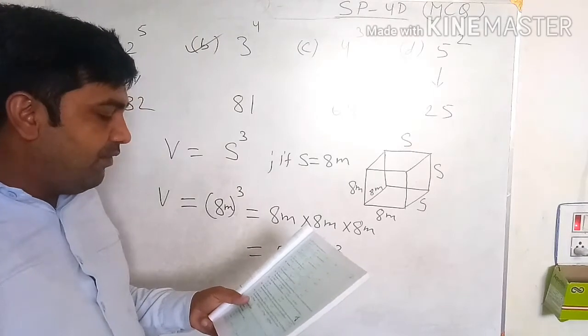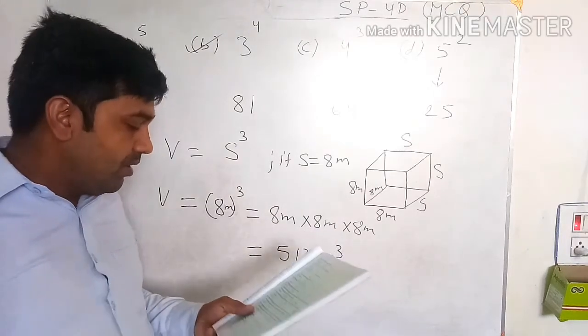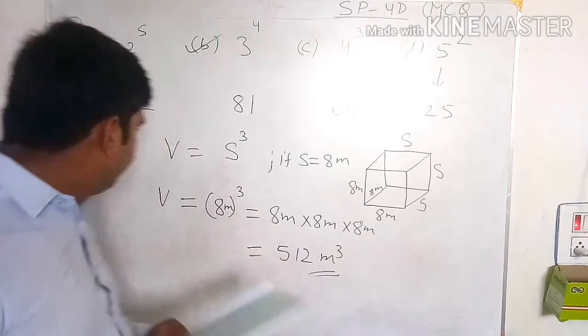Now the next question, number 14. There are 10 to the power 3 ways to make a 3-digit combination. A 3-digit number you have to make.